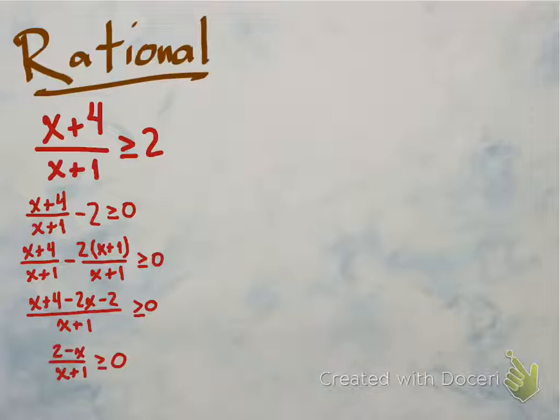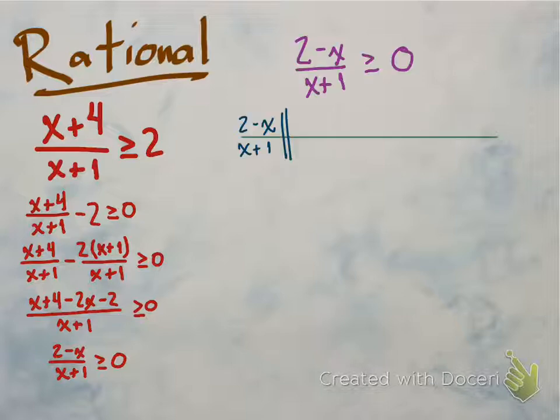That's a little different there. I've got 2 minus x. Make sure that you understand why it's 2 minus x on top, and x plus 1, of course, in the denominator. Now, let's take a look at this situation here. 2 minus x over x plus 1 greater than or equal to 0.